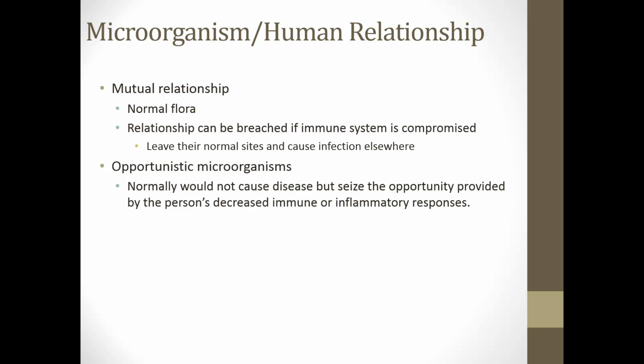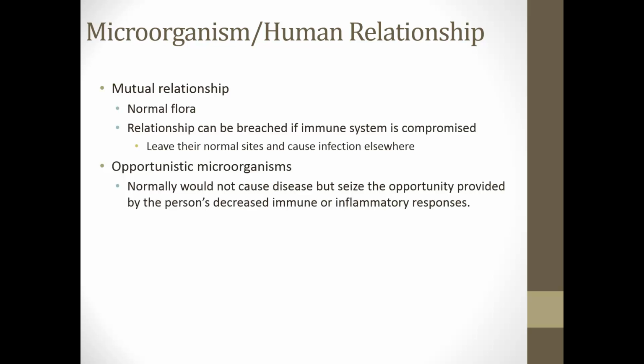So normally your body can keep it in check, keep it in balance, and if your immune system is down or you're immunocompromised, sometimes that bacteria that stays in check can overgrow and take an opportunity, thus the name opportunistic microorganisms, to flourish and cause problems. So these types of microorganisms normally would not cause disease in a normal, healthy person, but they can certainly seize the opportunity provided by a person's decreased immune system or inflammatory responses.